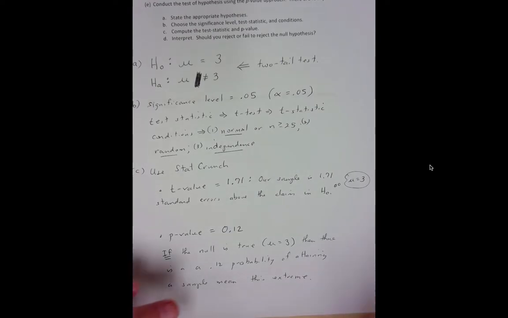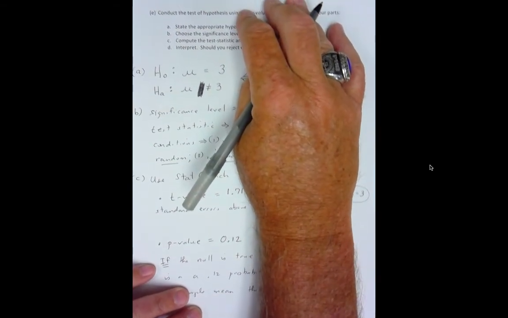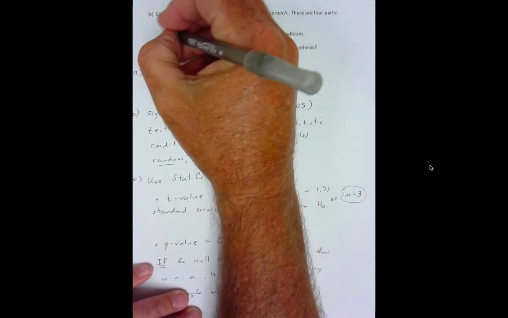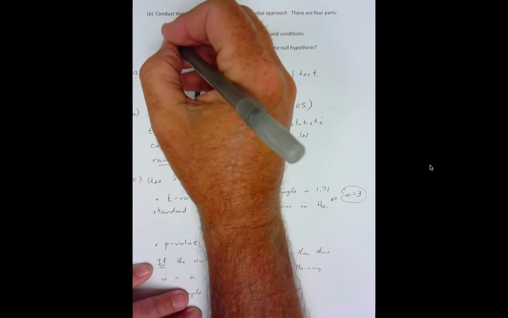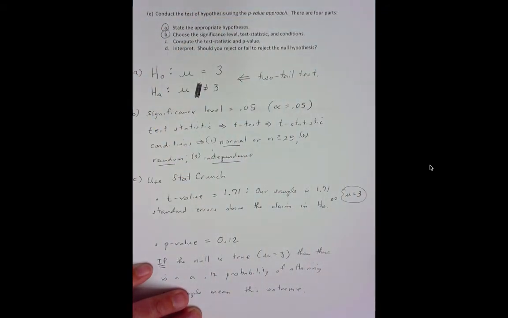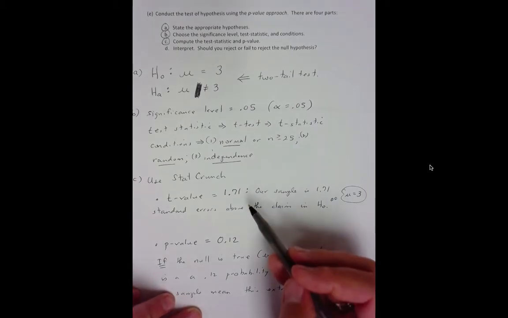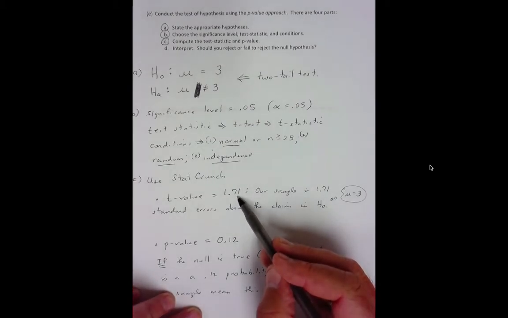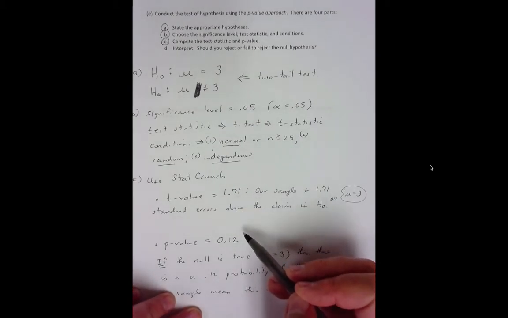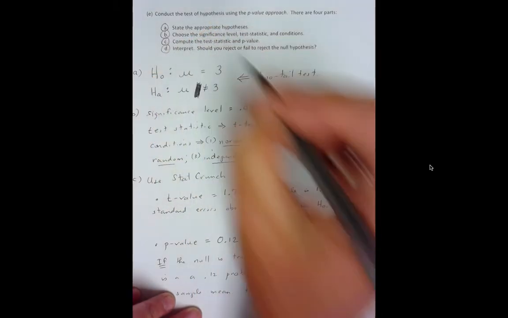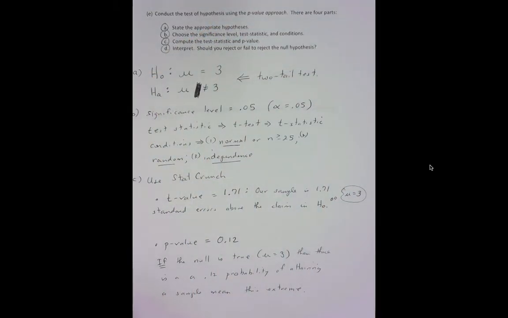So we've stated the appropriate hypotheses. We've chosen the significance level, test statistic, and checked the conditions. We've computed the test statistic and the p-value. The test statistic's the t-value, it's 1.71. Our p-value is 0.12. And the final thing we do is interpret. Should you reject or fail to reject?